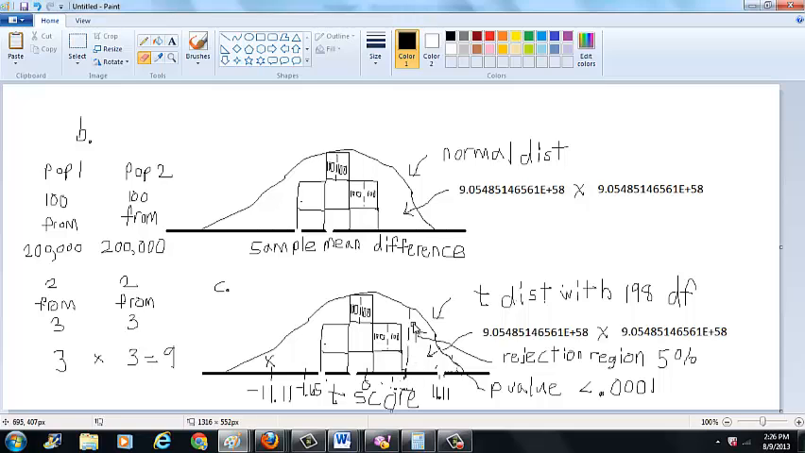This isn't our rejection region anymore. Our rejection region is at negative 1.65 and to the left. And it's a one-tailed test, so it's 5%.